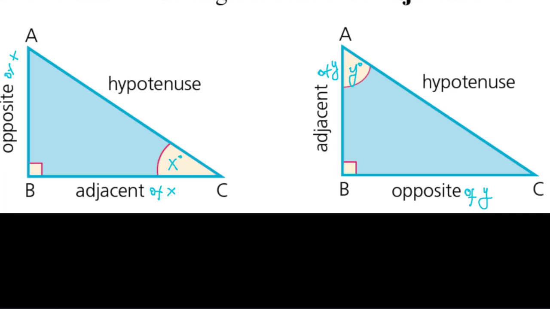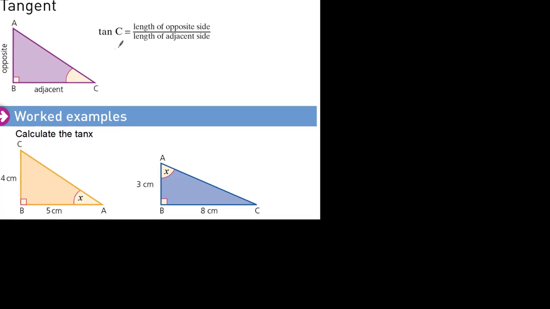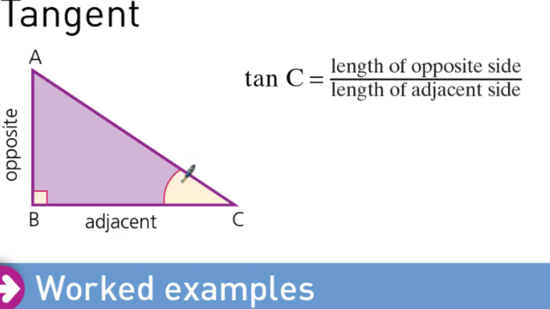Now let's start the trigonometric ratios. As you understand from the name, trigonometric ratios are the ratios of the sides, and the first one is tangent. Tangent of C means that this angle we are talking about. If we name this angle C, the opposite of C divided by the adjacent of C is called tangent of C. So the name of the ratio is called tangent.